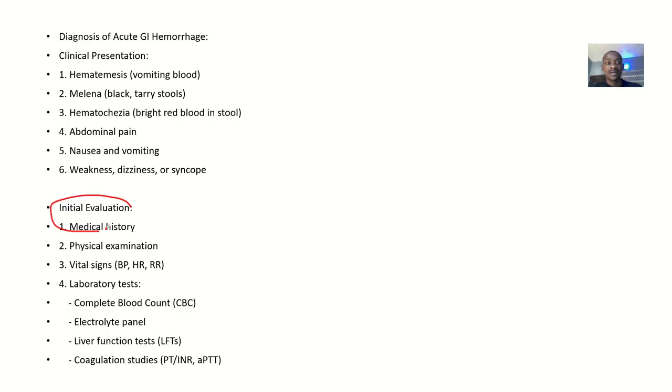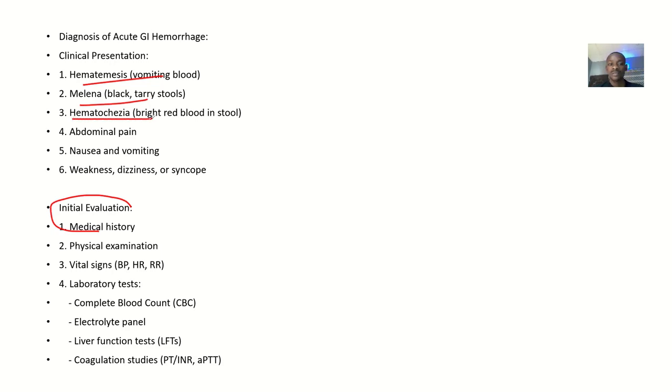So looking at the clinical presentation, if the patient presents with what? Hematemesis. They present to the clinic and they are vomiting blood. You know that definitely there's bleeding in the gastrointestinal tract, right? Melena, if you ask them, as they are passing stool, is the stool black? And they say yes, they are passing very black tarry stool.